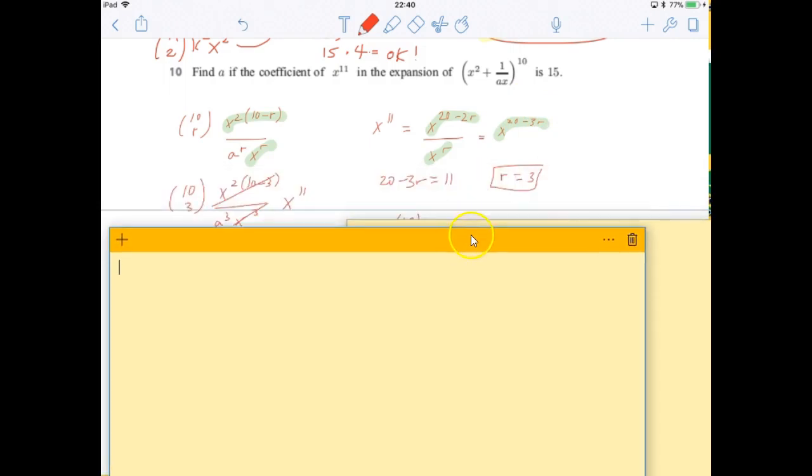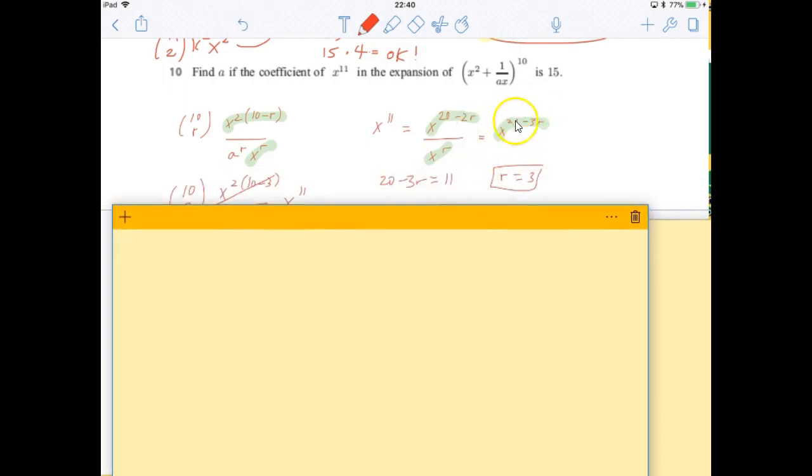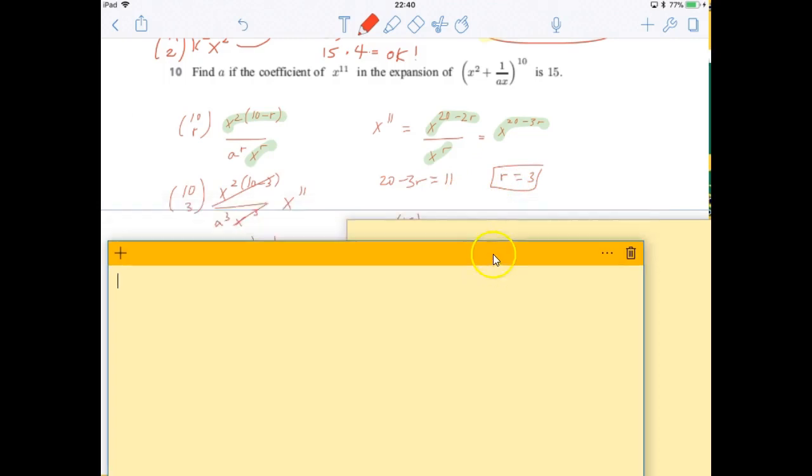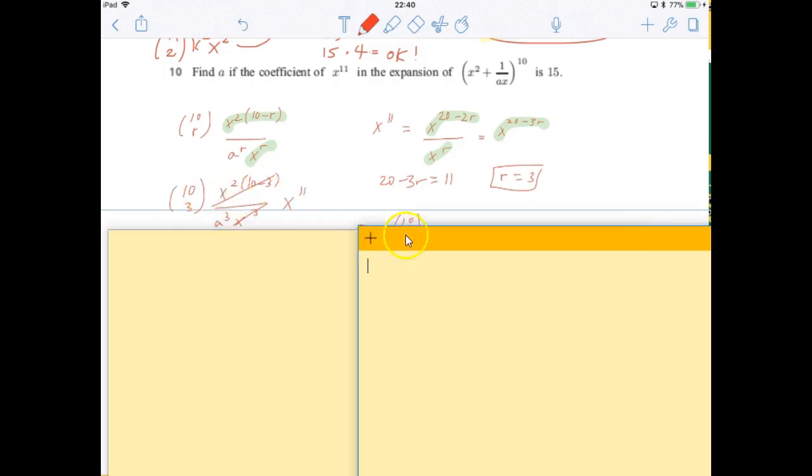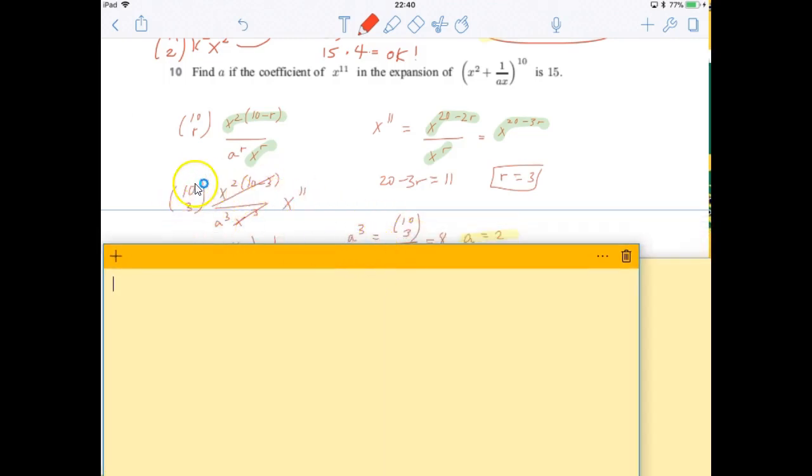Okay. Now we're going to take the exponent 20 minus 3r and set it equal to 11. So 20 minus 3r equals 11. 3r equals 9. r equals 3. Okay? So now that we know that r equals 3, we're going to come back and put r equals 3 into the general term. And that gives us this expression here.